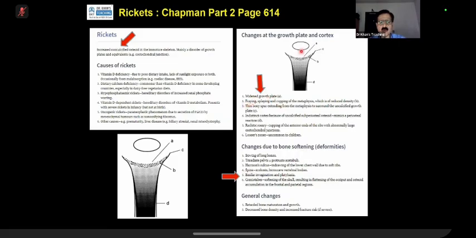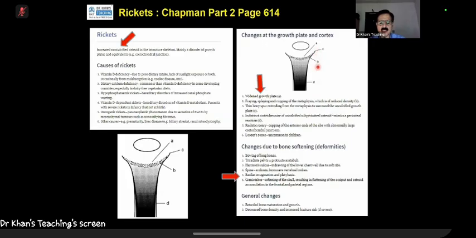There will be widening of the growth plate. Then look at these words: fraying, splaying, and cupping of the metaphysis, which is also of reduced density. Now, tiny bony spurs extend from the metaphysis to surround the uncalcified, this C here.